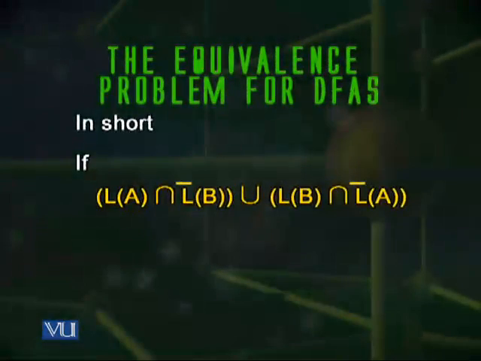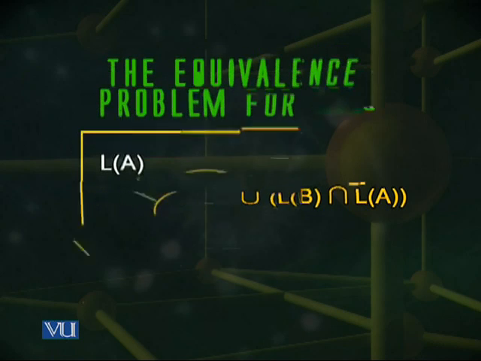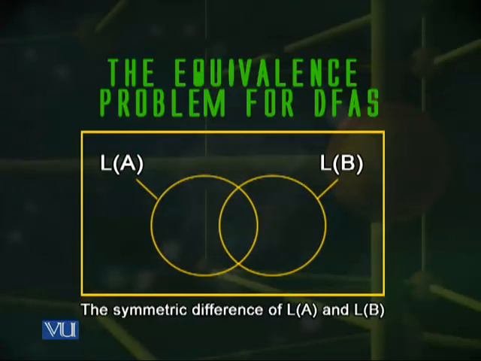Alright, so what can we do? We can say that these two languages are going to be different if and only if this symmetric difference is non-empty. Let's look at what the symmetric difference is. The symmetric difference is L of A intersect the complement of L of B, union L of B intersect the complement of L of A. Now, if this symmetric difference is empty, then these two languages must be equal. This is shown by the following Venn diagram. As you can see in the Venn diagram, if two sets are not equal, then you can find at least one element in the symmetric difference.